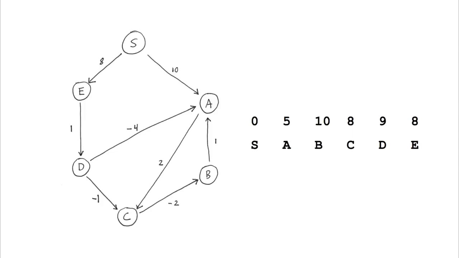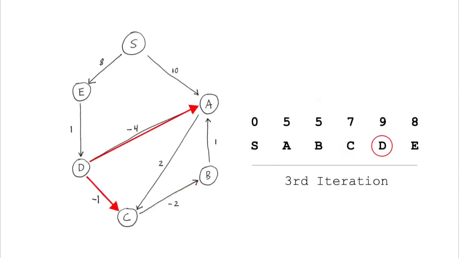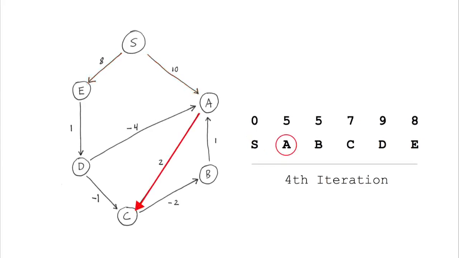I hope by now you see the pattern. I'm going to let iteration 3 run without the voiceovers. Here's our shortest path values after iteration 3. We're ready for iteration 4. As we progress through the nodes, notice that none of the values in our table are changing.